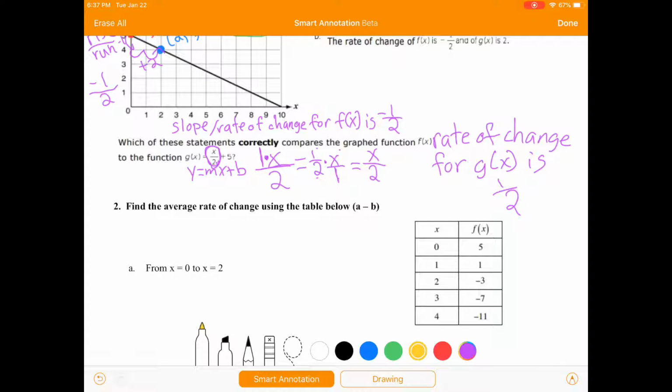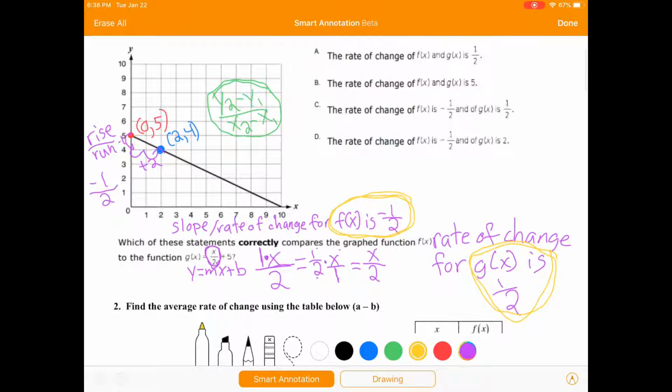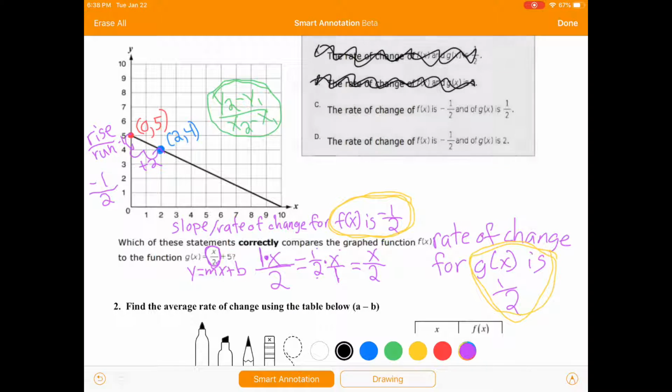So now we're comparing our rates of change. The rate of change of f of x is negative 1/2, and the rate of change of g of x is positive 1/2. We're choosing the correct answer choice. The rate of change of f of x and g of x is 1/2? No, only one of them is positive 1/2. The rate of change of f of x and g of x is 5? Incorrect, neither one of them is 5.